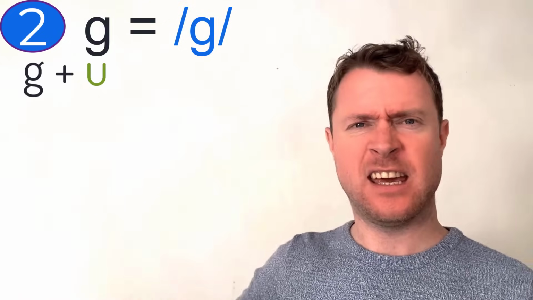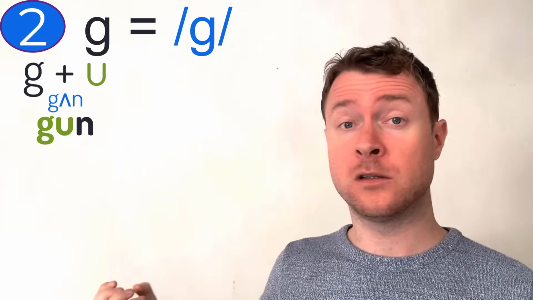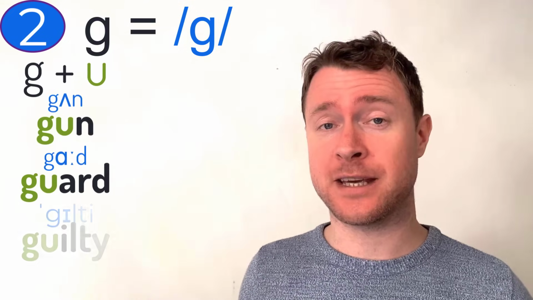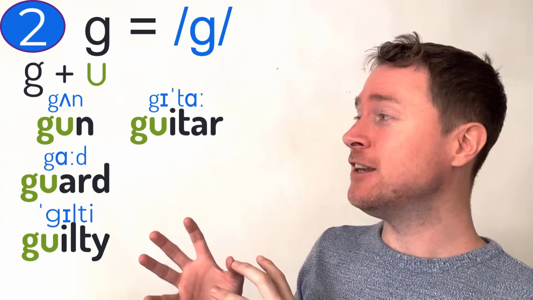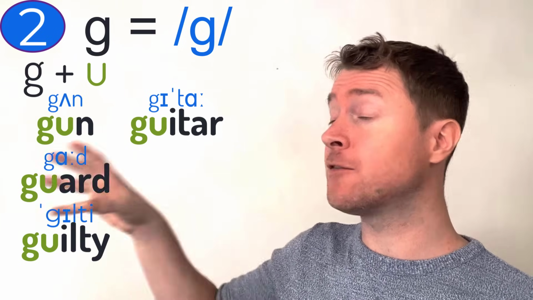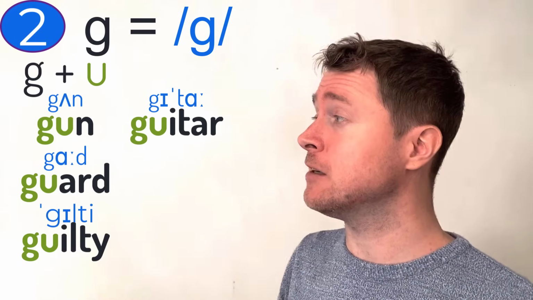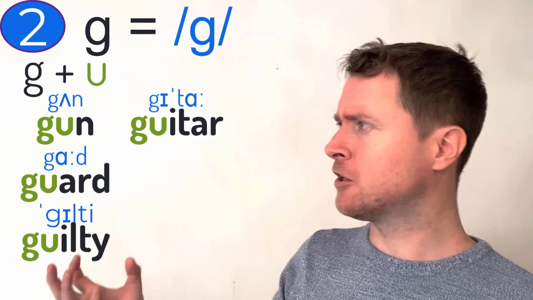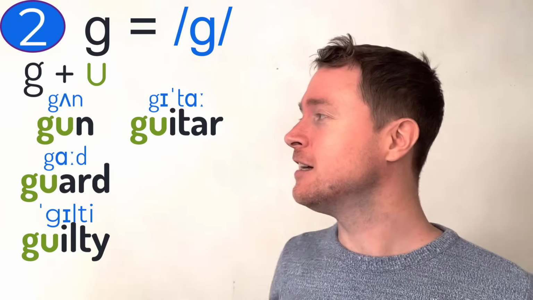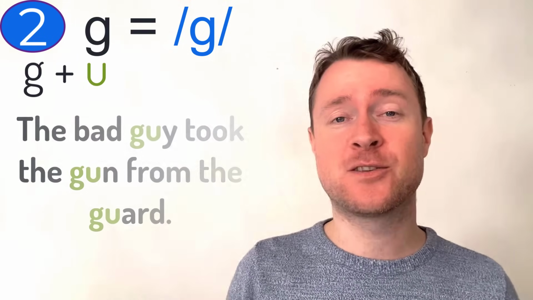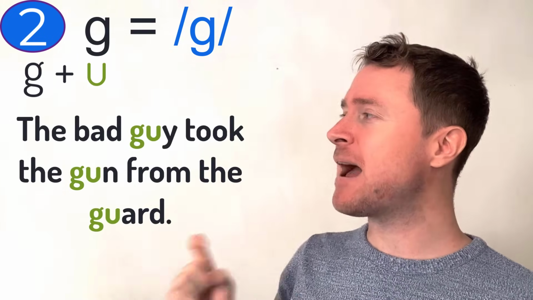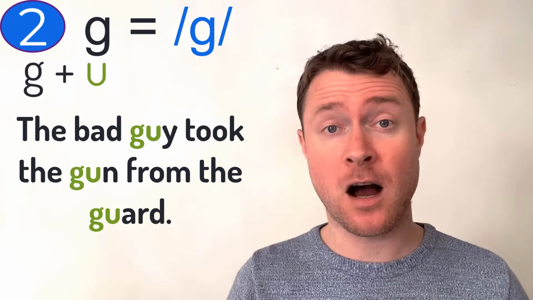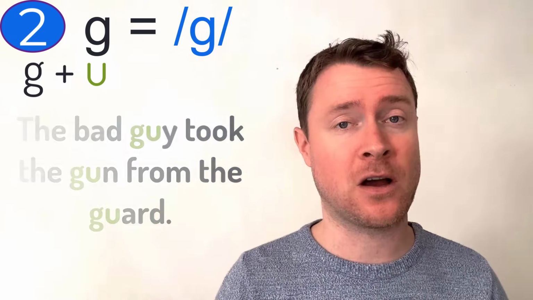Okay, the letter G is nearly always pronounced G when it comes with the letter U, okay? In words like gun, or guard, or guilty, or guitar, okay? Nearly always when you see the letter G followed by the letter U, or together with the letter U, it will be pronounced G. G, gun, G, guitar, guard, and guilty. Try this practice sentence. The bad guy took the gun from the guard.